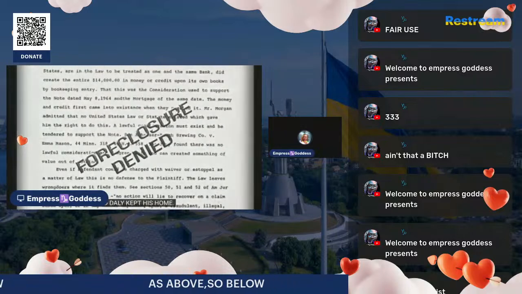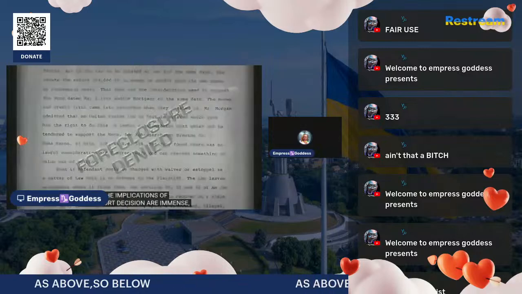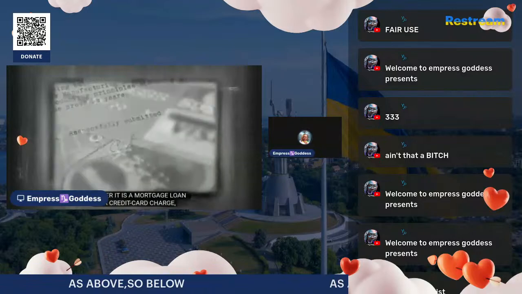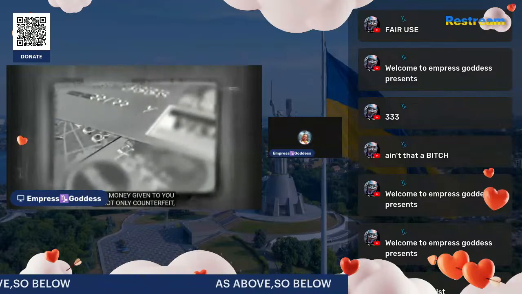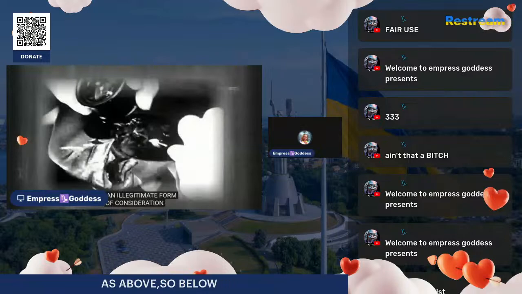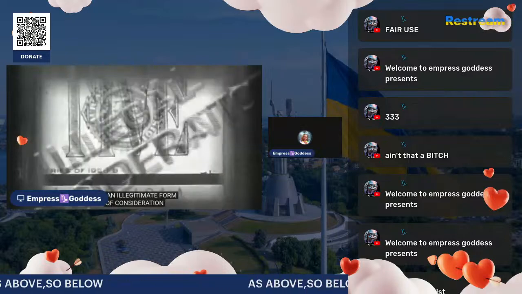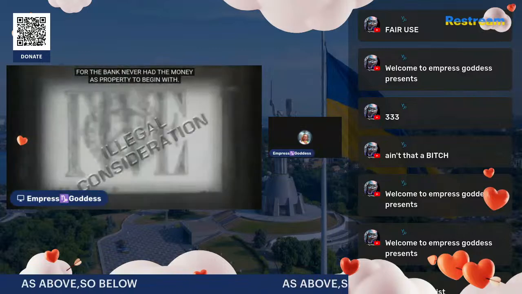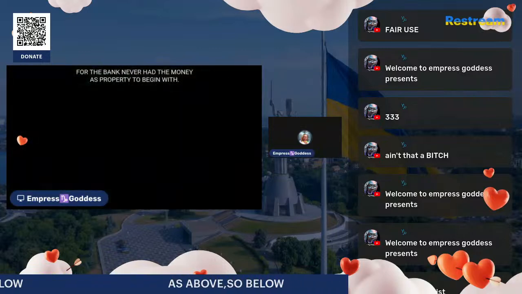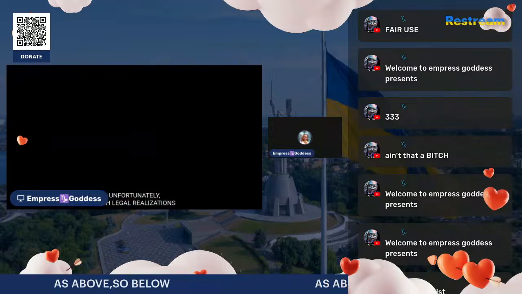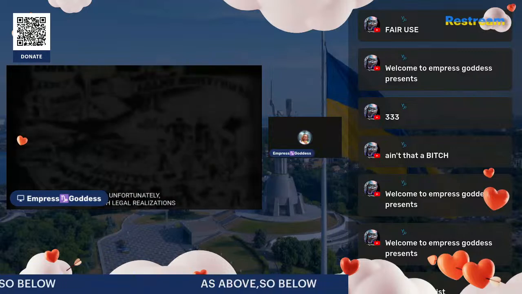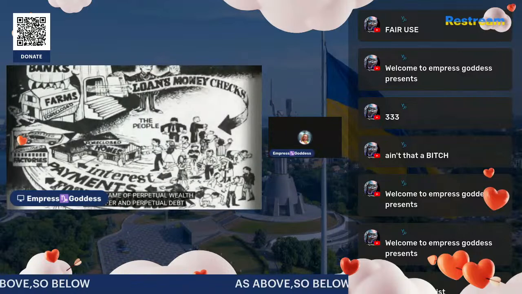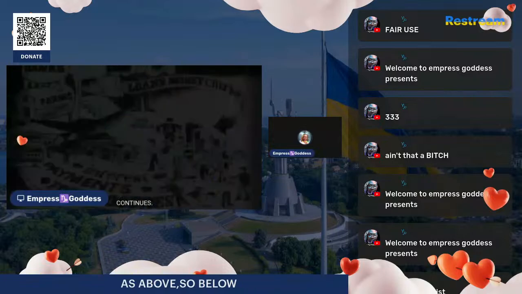The implications of this court decision are immense. For every time you borrow money from a bank, whether it is a mortgage loan or a credit card charge, the money given to you is not only counterfeit, it is an illegitimate form of consideration, and hence voids the contract to repay, for the bank never had the money as property to begin with. Unfortunately, such legalizations are suppressed and ignored, and the game of perpetual wealth transfer and perpetual debt continues. And this brings us to the ultimate question: why?